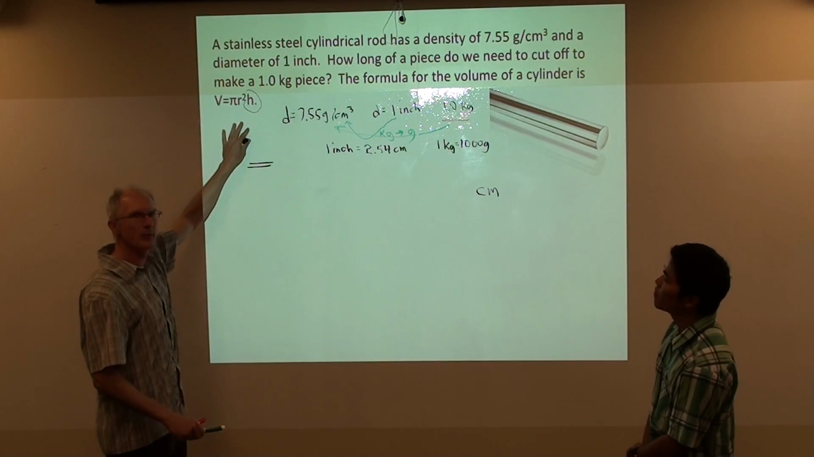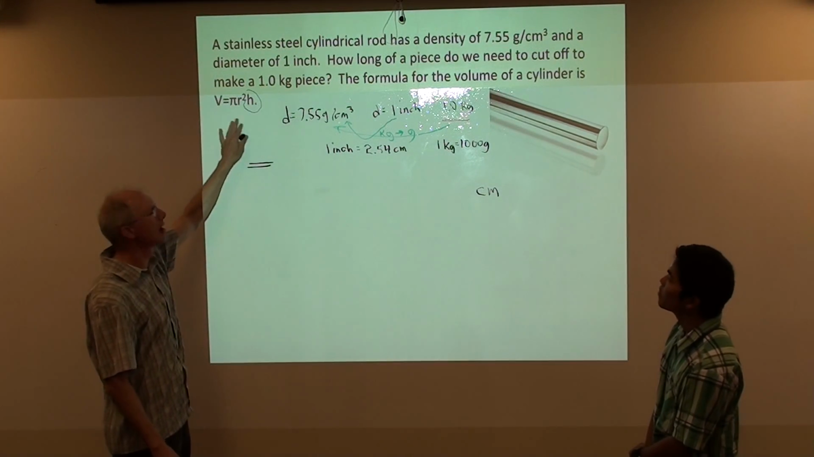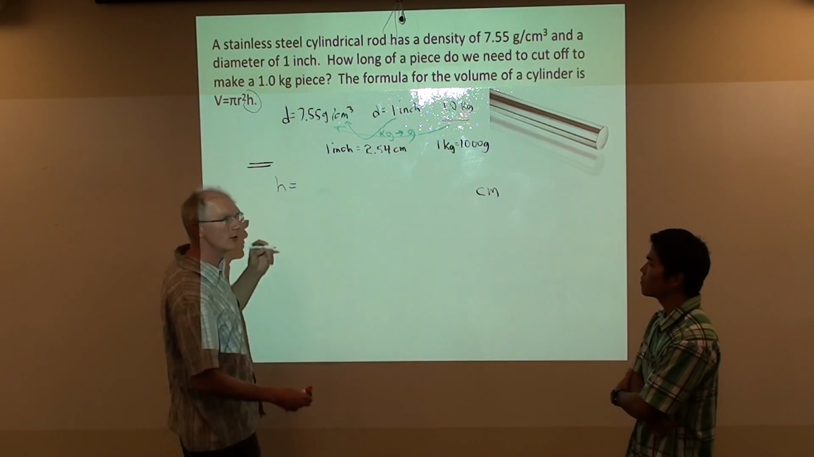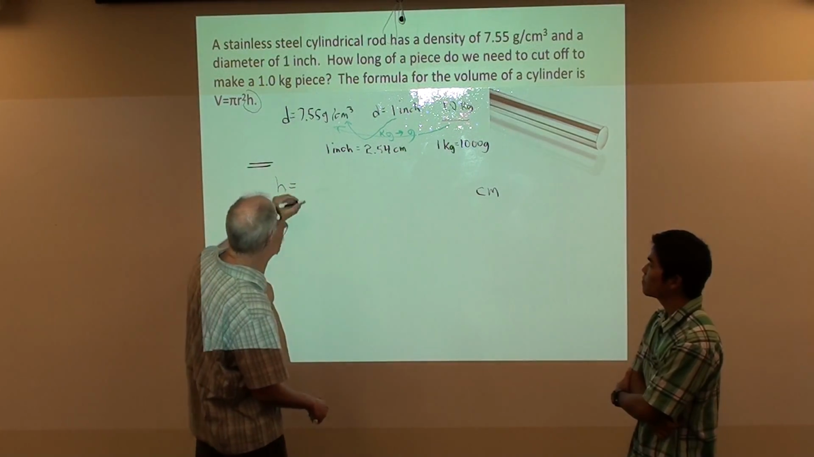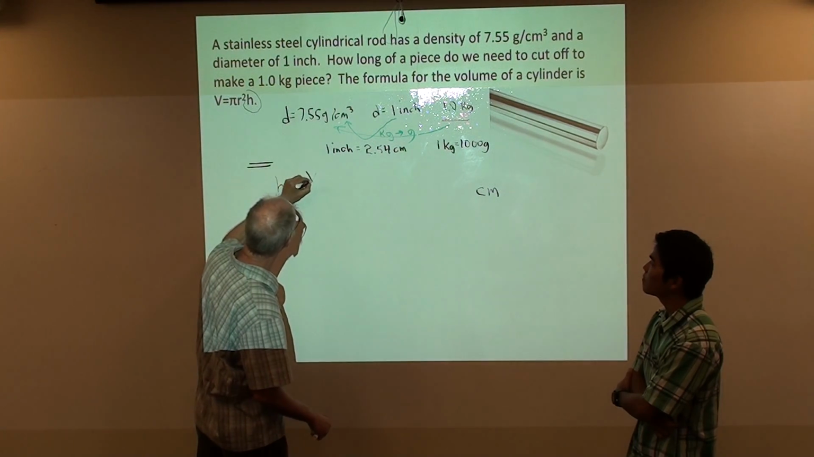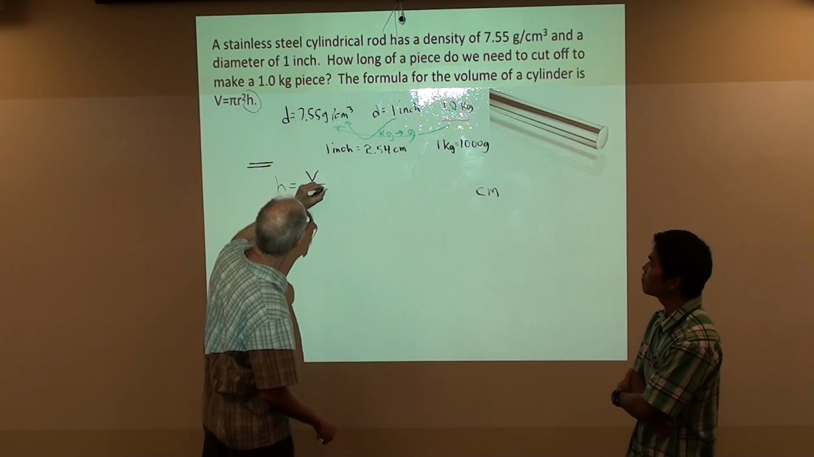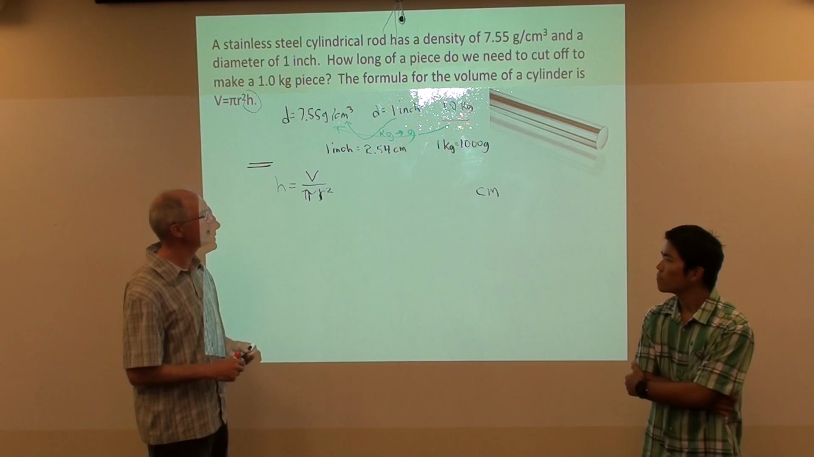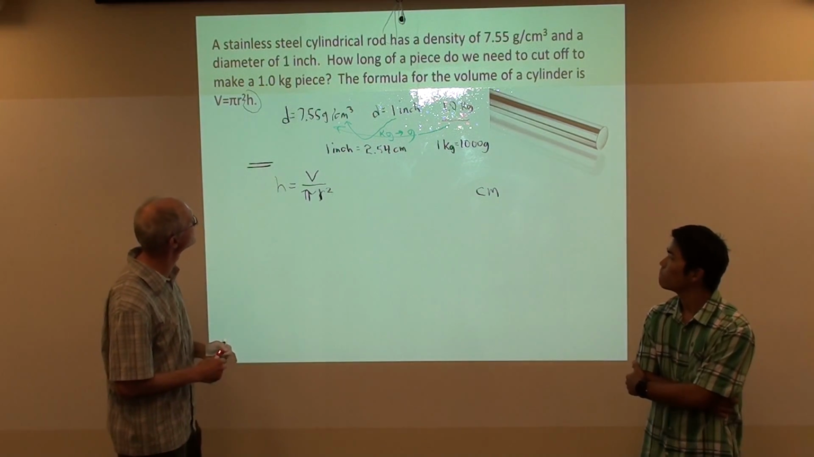So one of the things I know I'm going to have to do is rearrange that. I'm going to have to solve that equation for height. I'm sure you can all do this algebra. It's pretty simple. Height equals V over pi r squared. So I need to find r and I need to find V in order to calculate this.